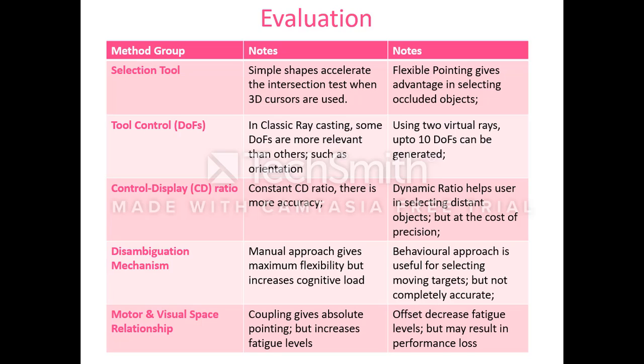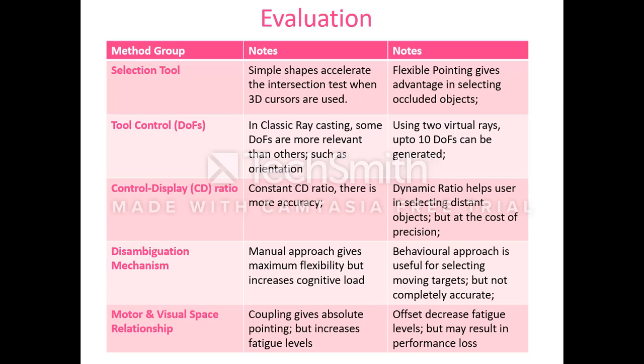And then you have control display ratio, which we discussed. If you have a constant CD ratio, there is more accuracy. But with a dynamic ratio, you can select distant objects, right, by stretching the virtual arm, but it comes at the cost of precision.